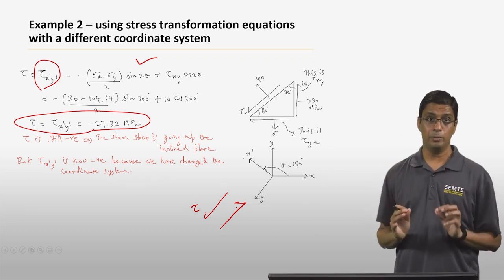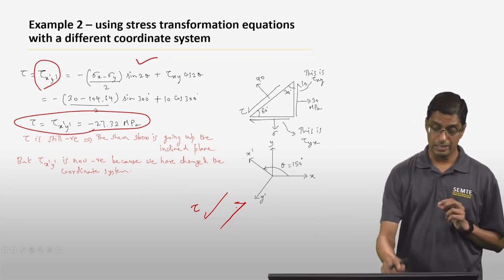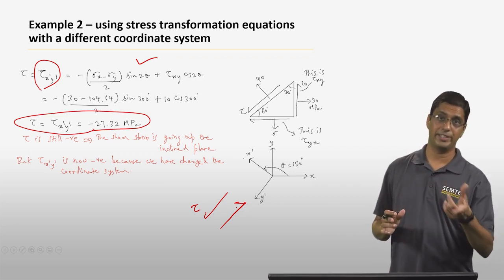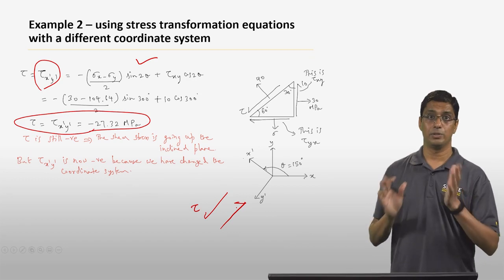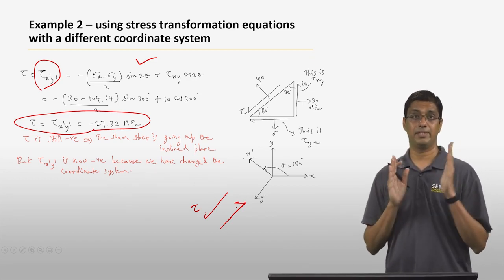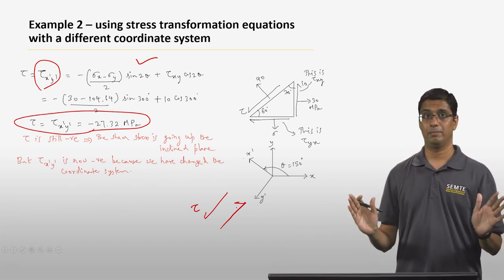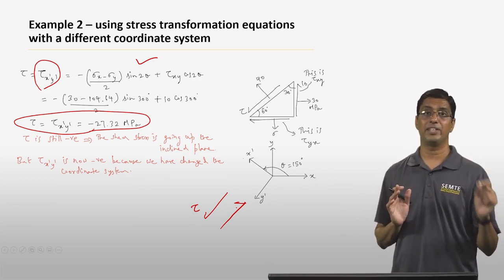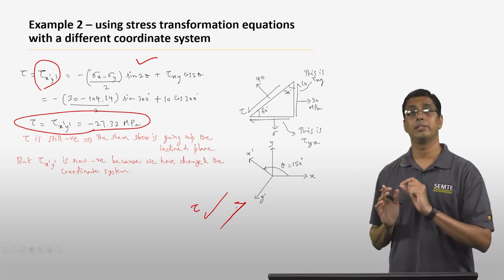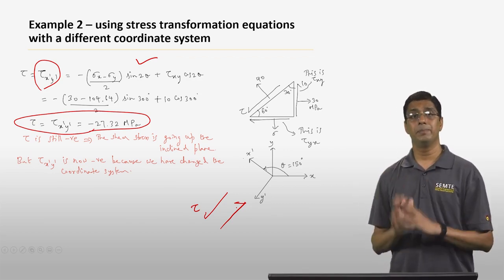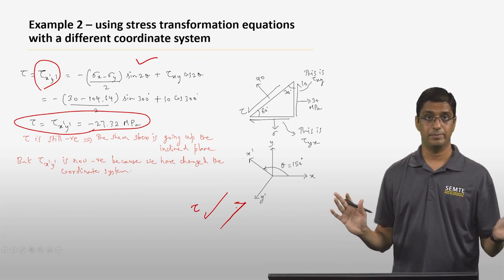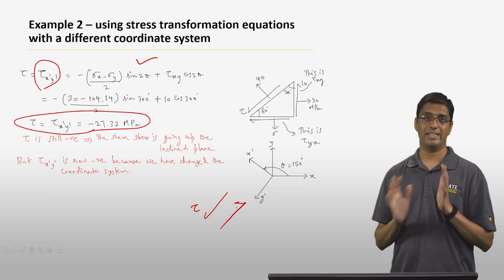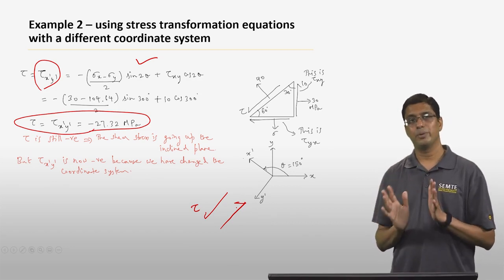But now tau x prime y prime is minus 27.32 MPa, and that reflects the fact that we have rotated the coordinate system. The physical direction of the stress is not changing because the problem is the same. On the other hand, the value that we get for tau x prime y prime is now the negative of the previous value simply because we have rotated the coordinate system. So this essentially tells you that the shear stress that we calculate is dependent on the coordinate system.